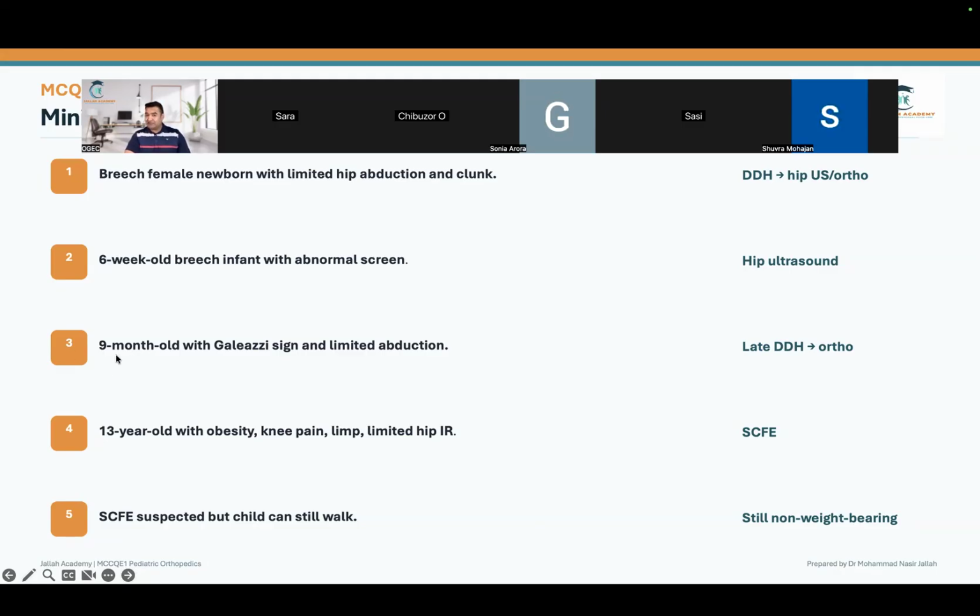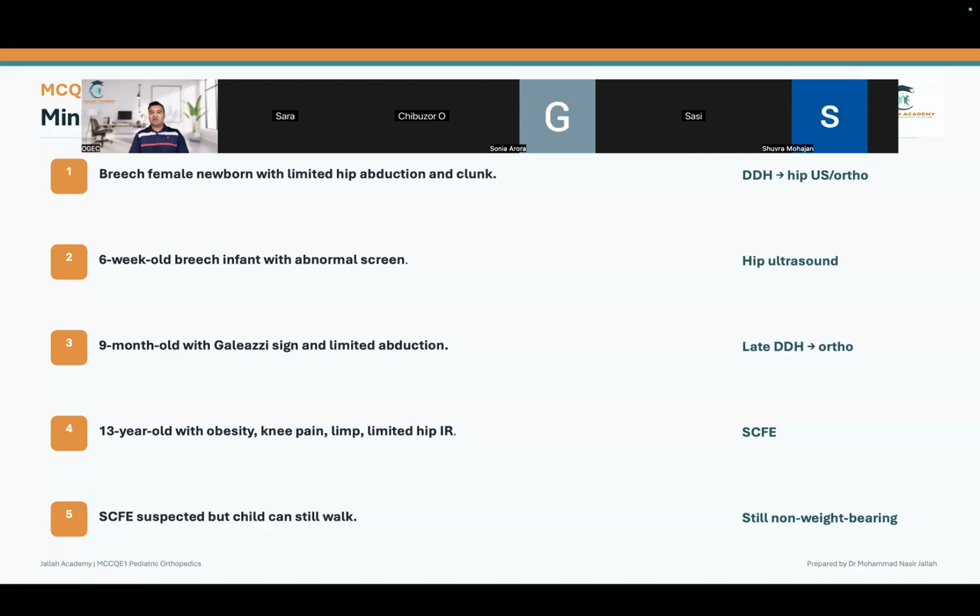9 months: now this is too late. It is above 6 months. Galeazzi sign is a late sign. It means that when my baby is crawling, I can see a difference or discrepancy between the 2 knees and 2 legs. One is shorter. So when I notice that, it is too late. It is a late sign. So that's called the Galeazzi sign.